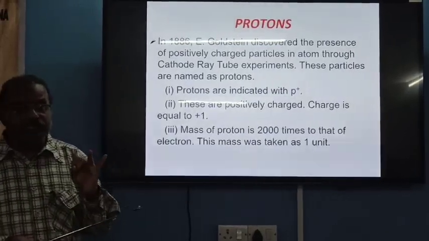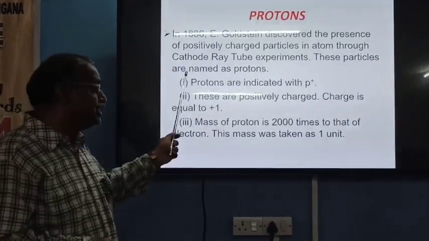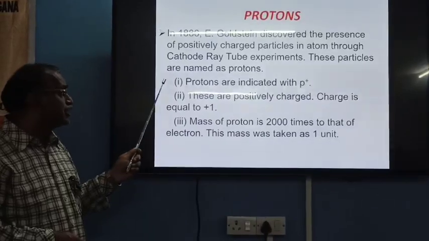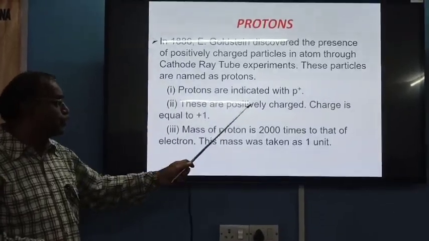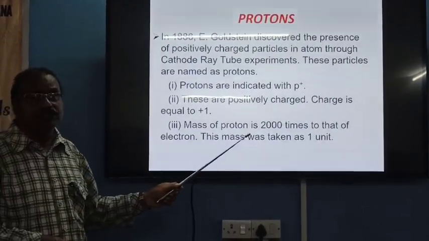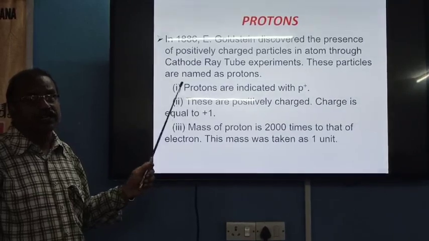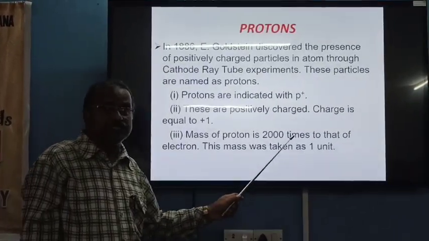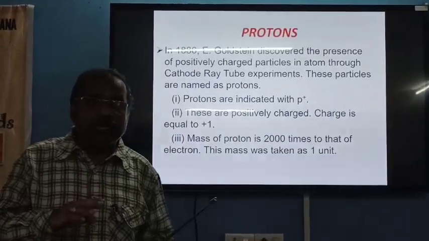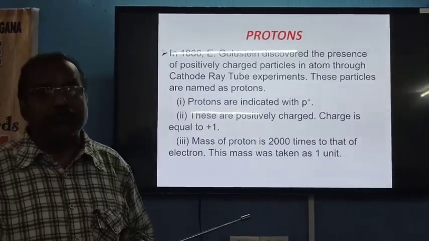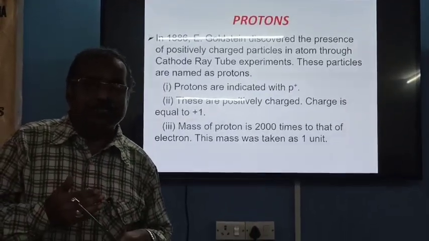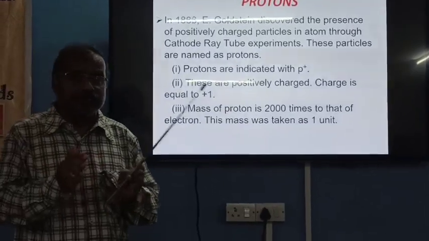So electron and proton are identified. Electron is negatively charged, e minus, whereas proton is positively charged, P plus. Electron charge is -1, whereas proton charge is +1, so both together are neutral. The proton mass is 2000 times the mass of the electron, taken as 1 unit. So electrons and protons are both discovered, and they are present in the atom. If they are equally present, the atom as a whole will be neutral.